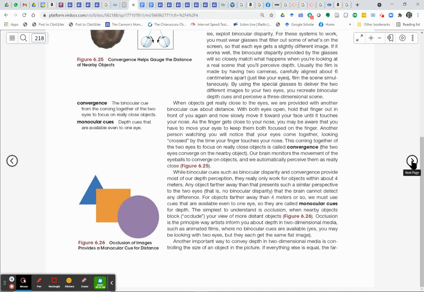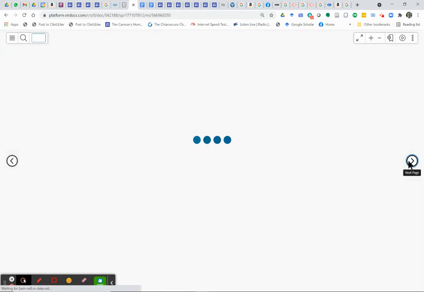And then there are different depth cues. There are monocular cues and binocular cues, and these are monocular. You only need one eye to infer that the triangle is farther away than the square, and the square is farther away than the circle.